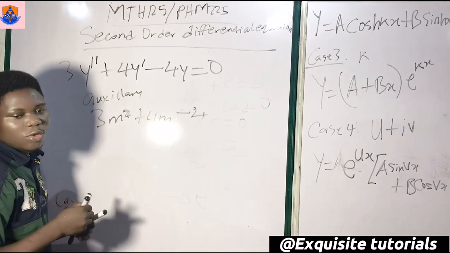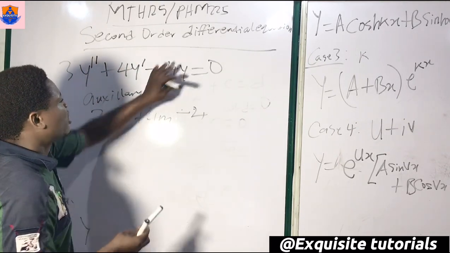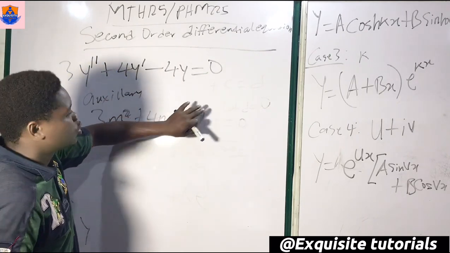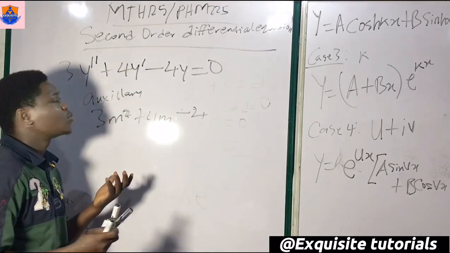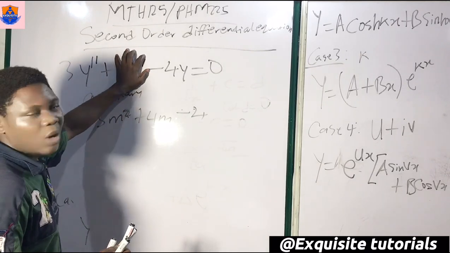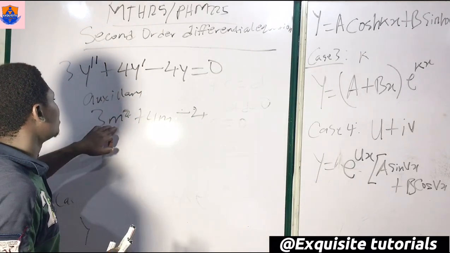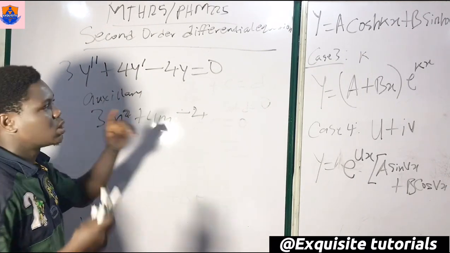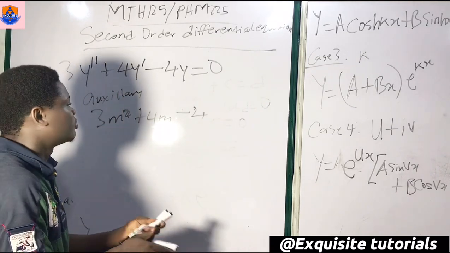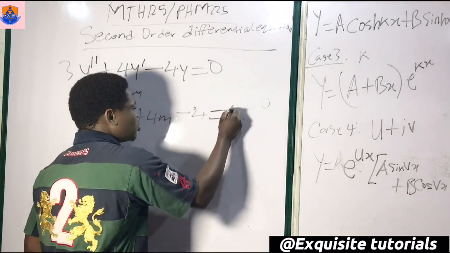It's possible in the equation you won't find a term like minus 4y. It means that there's nothing there, and you just equate it to 0. It's also possible in the equation that there's no y prime. So you just do 3m squared minus 4 equals 0. So understand how it was gotten. So this is equal to 0.